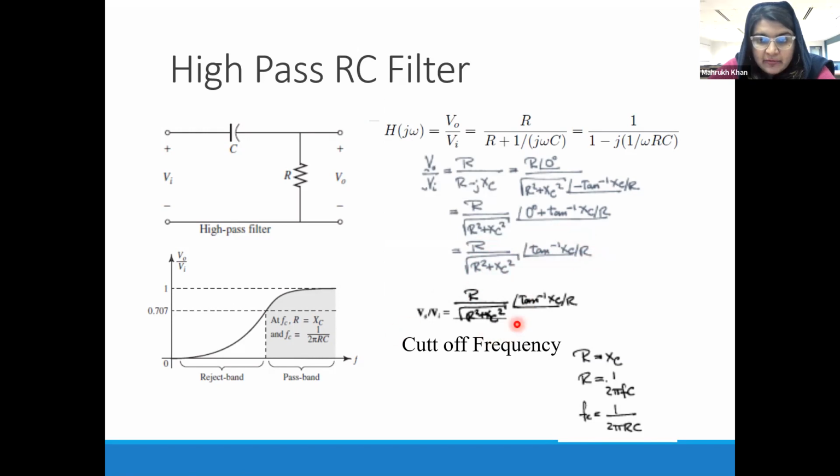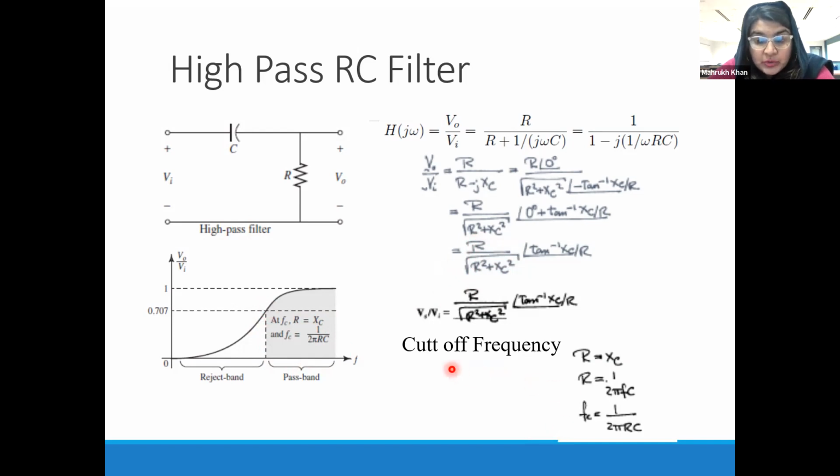So this formula is V naught over VI. Now, the cutoff frequency, which we have said, at the cutoff frequency you will see 1 over square root of 2 magnitude. So when will it occur? When your R is equal to XC, this will become 2R square, and R will cancel with R, and it will become 1 over square root of 2. So at R equals XC, you will see a cutoff frequency here.